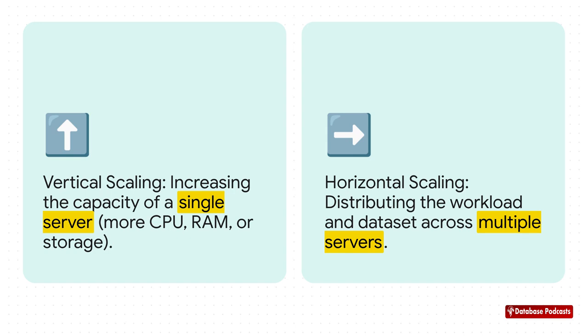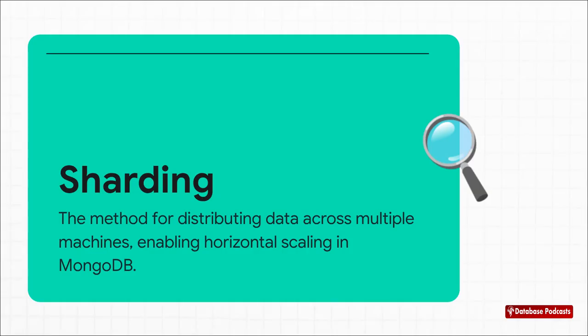Horizontal scaling, or scaling out, is a totally different game. Instead of one massive server, you just add more regular-sized servers to a fleet and spread the work across all of them. And this right here is what sharding is all about. Sharding is simply MongoDB's name for horizontal scaling. It's the whole process of taking a massive dataset, breaking it into smaller chunks, and spreading those chunks across a bunch of different machines. This is what lets your database grow practically forever. You just keep adding more machines to the group.